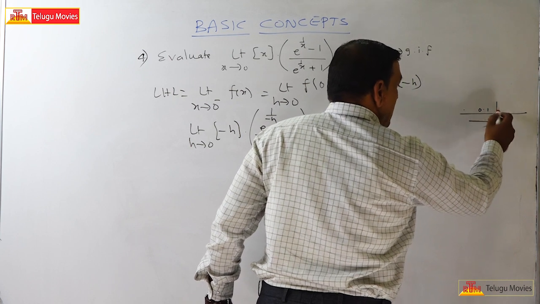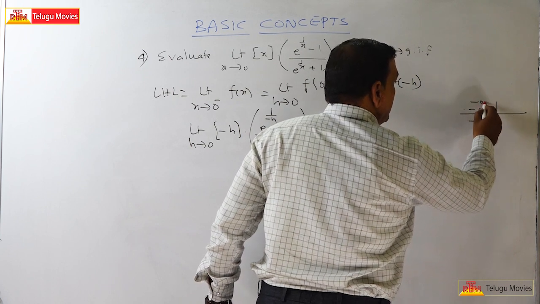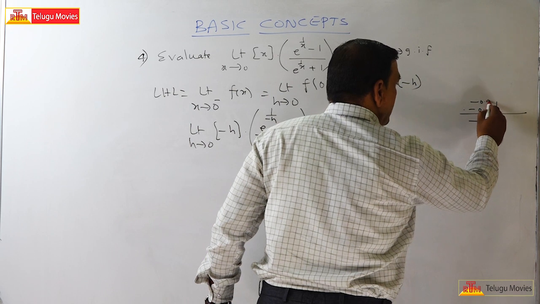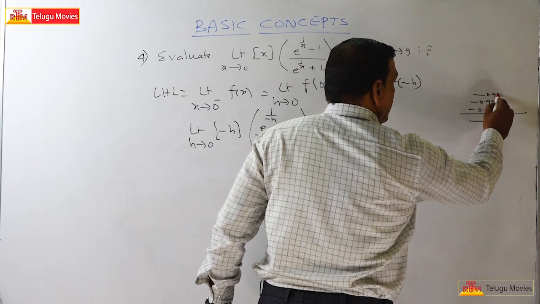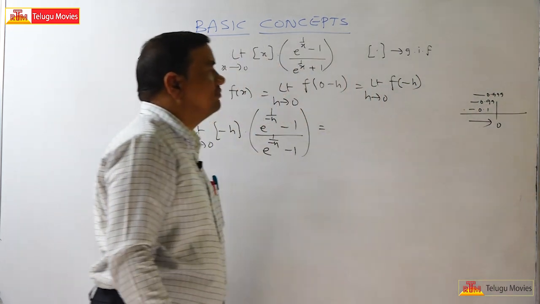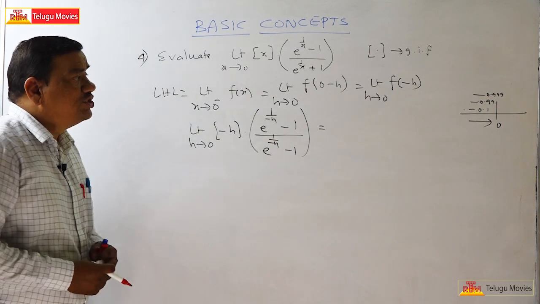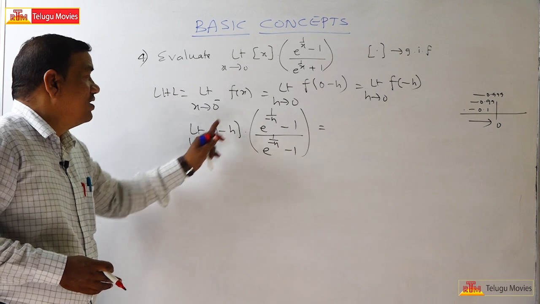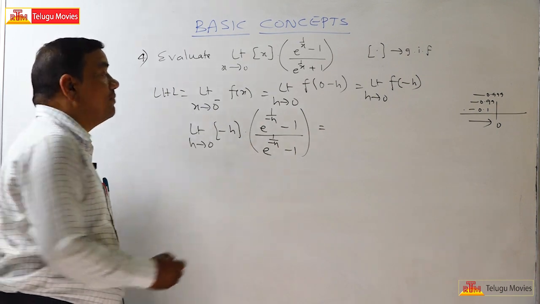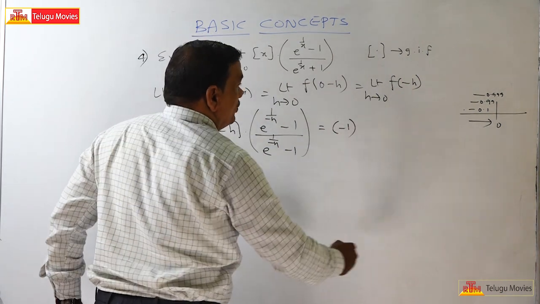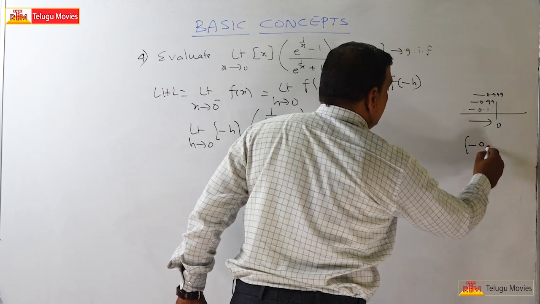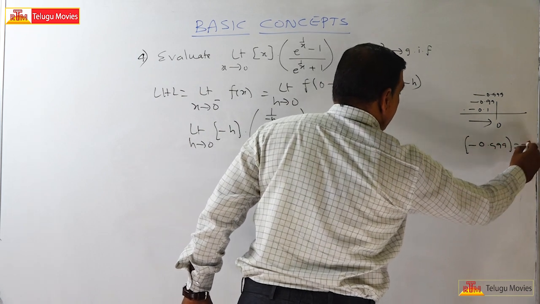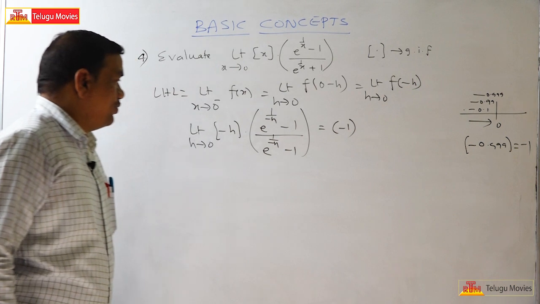minus 0.99, minus 0.999, like that it will come. Understand this? Minus 0.999 means how much? Step of minus 0.99 means minus 1. We know that step of minus 0.999 means how much? Minus 1. Okay, put it like that.